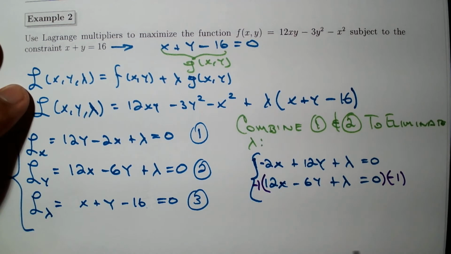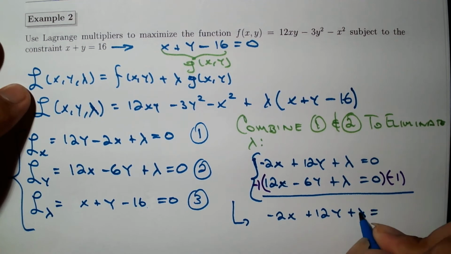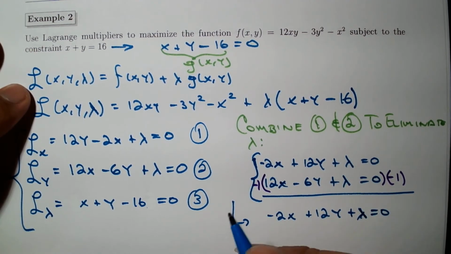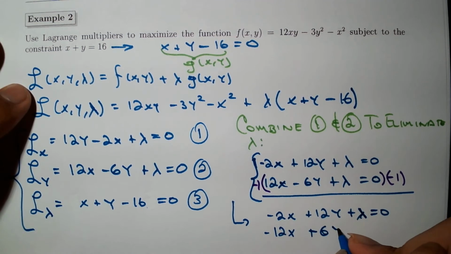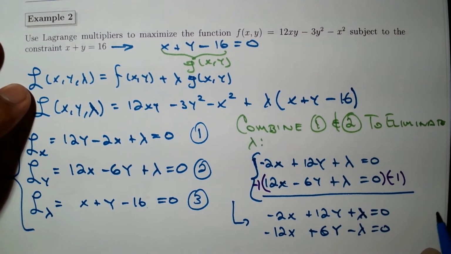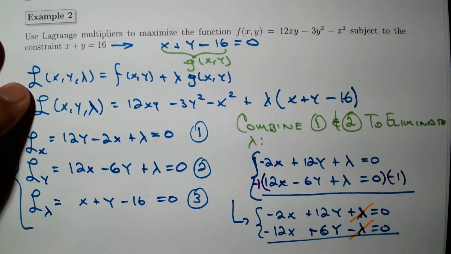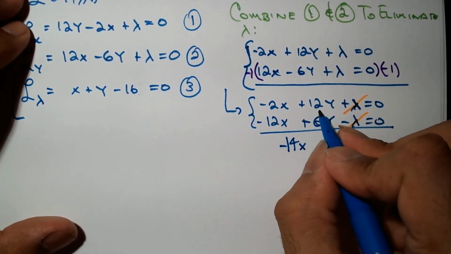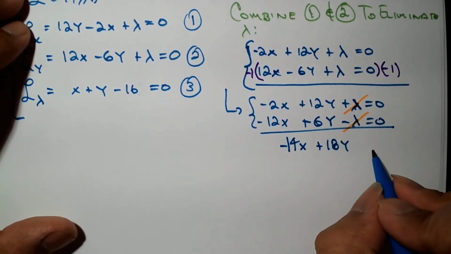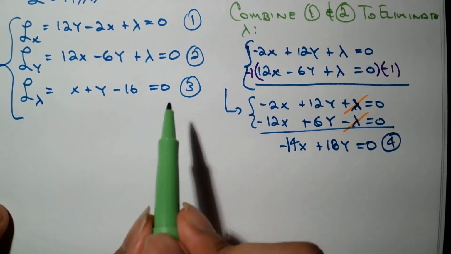Okay, both sides, and this is going to turn the system into, okay, the first equation remained the same. And the second equation becomes negative 12x plus 6y minus lambda equals 0. When we combine the equations together, the lambdas go away. And now we add up the x's to negative 14x plus 18y equals 0. Let's call this equation 4. So now the next step is to combine 3 with 4.